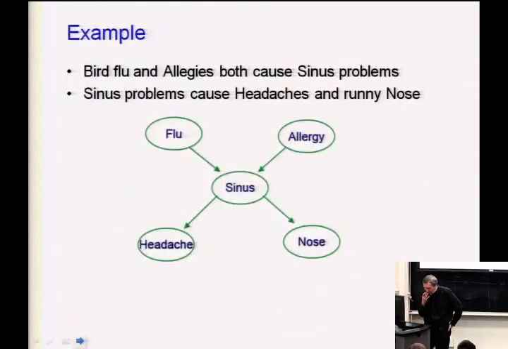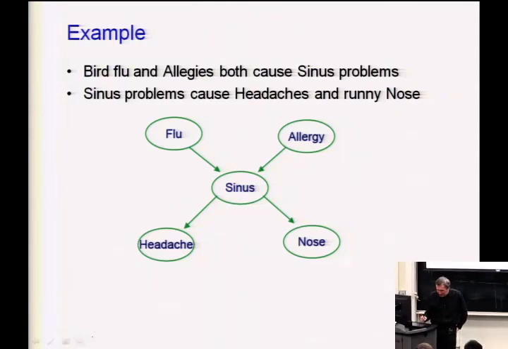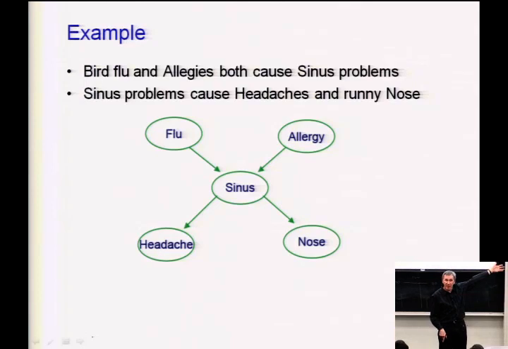Okay, so let's start with this simple Bayes net, which we looked at last time, which essentially tells us that we have 5, in this case I'm going to assume they're Boolean variables.